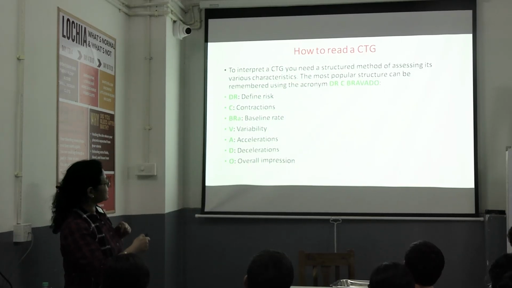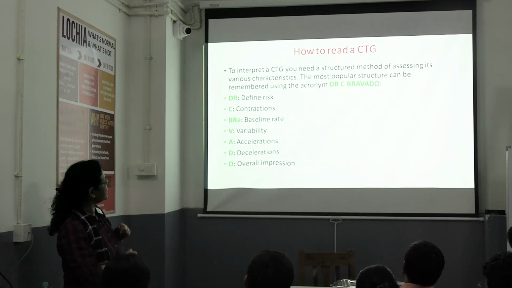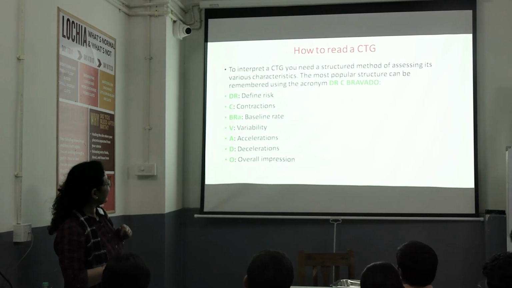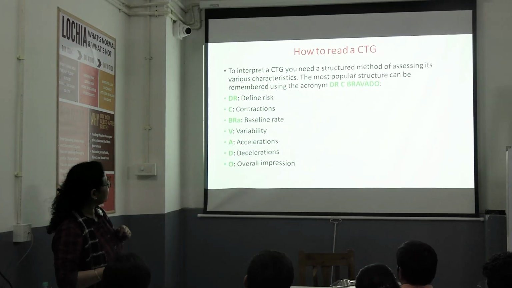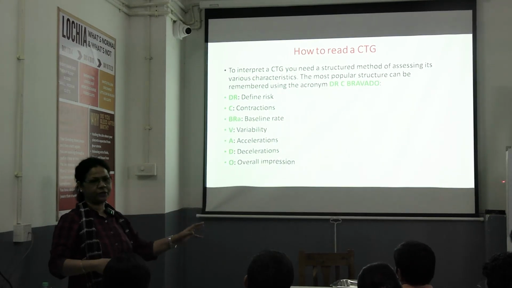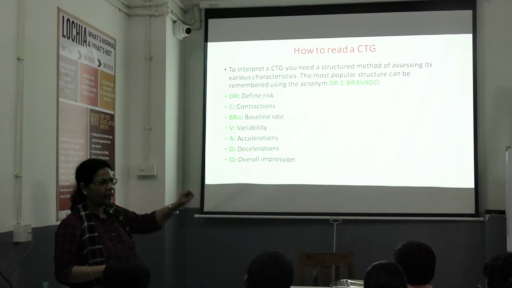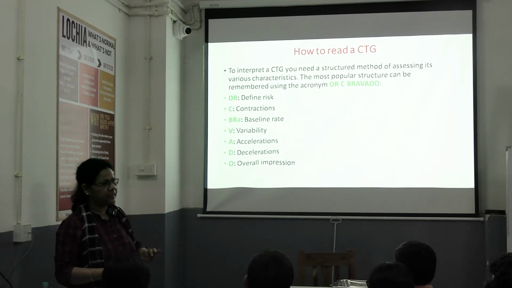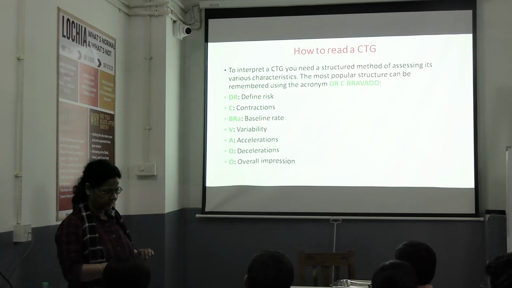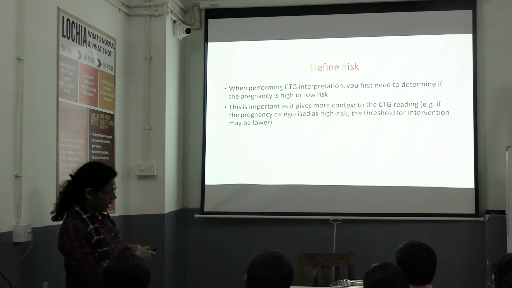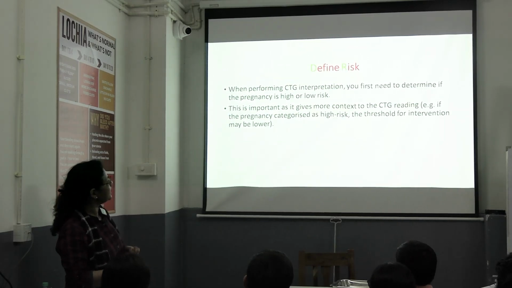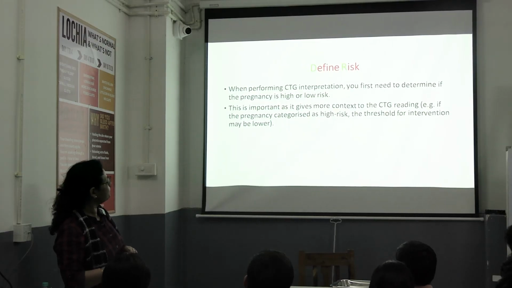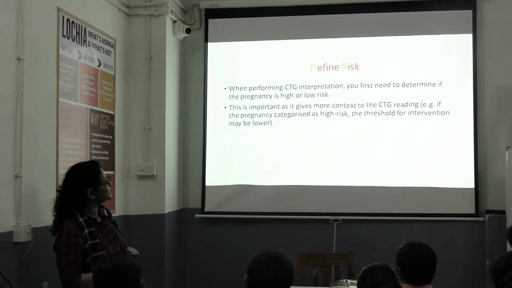So Dr. C. Bravado: C for contractions, BRA for baseline heart rate, V for variability, A for acceleration, D for deceleration, and O is overall impression. This is a mnemonic that will help you to remember the different parts of the CTG. What are the different parameters of a CTG? When performing a CTG interpretation, you first need to determine if the pregnancy is high risk or low risk. This is important as it gives more context to the CTG reading.